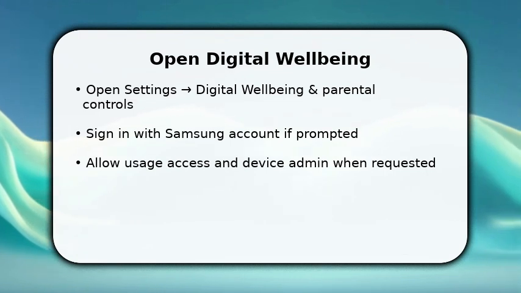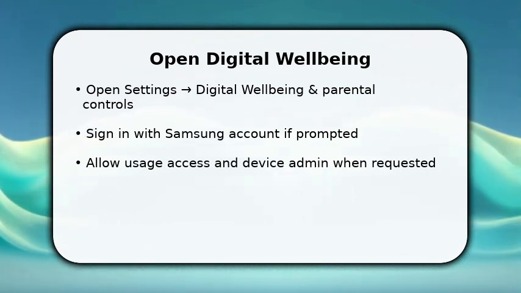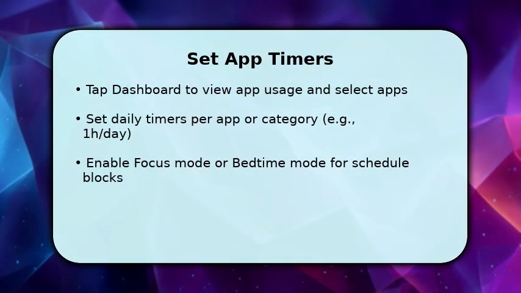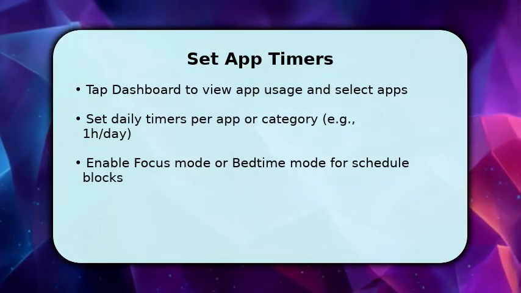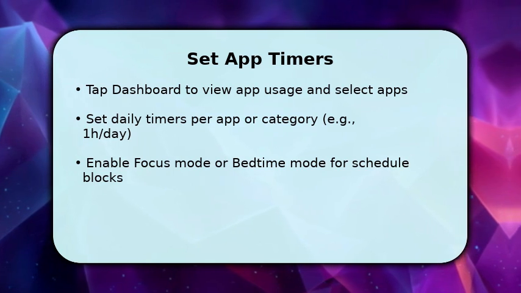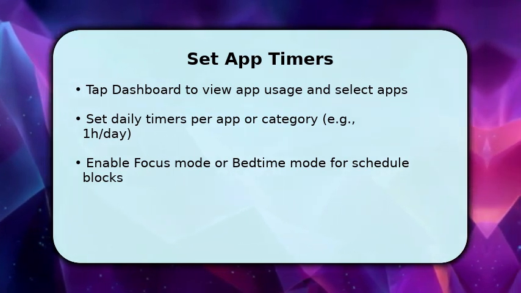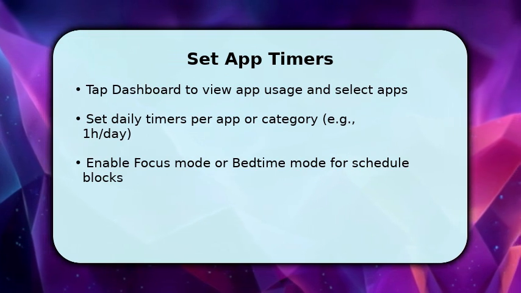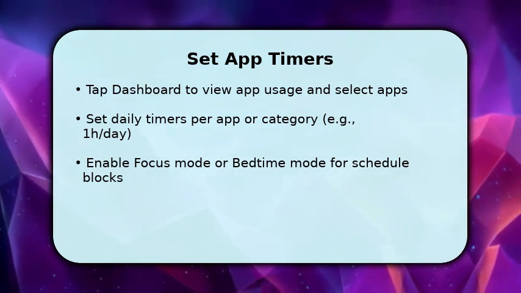Now that permissions are granted, you're ready to add your first app timers and schedules. Next, go into the dashboard to see detailed app usage. This is where you assign limits. Tap an app or category, choose a daily limit like 1H/day, and confirm. The OS will stop notifications and block usage when the timer expires.